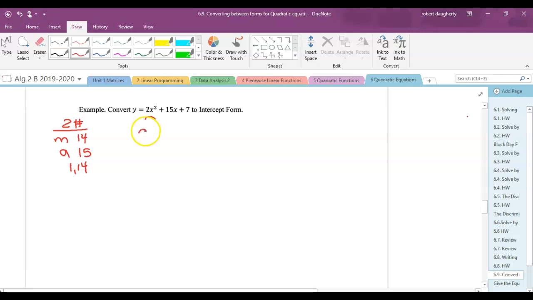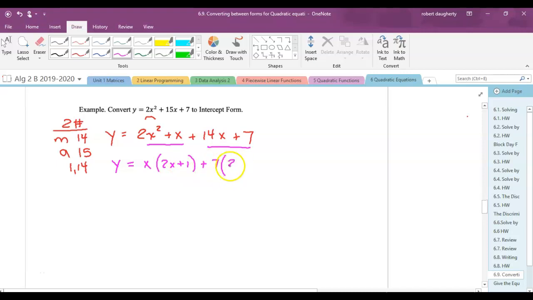So I have to rewrite this as 2x squared plus x plus 14x plus 7. And now I factor by what method? Grouping, okay? So that tells me y is equal to x times (2x plus 1), plus 7 times (2x plus 1). So what is this? y equals x plus 7 times 2x plus 1.